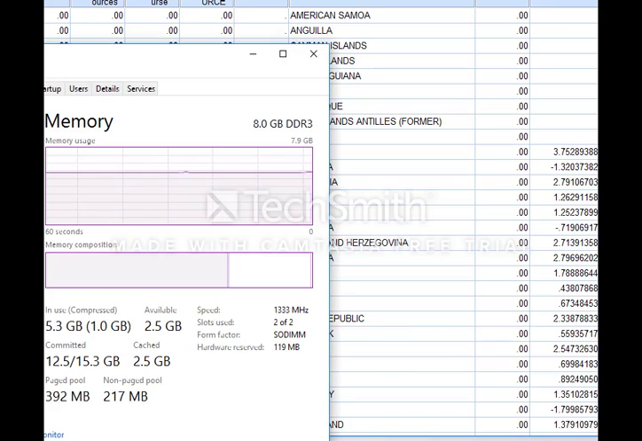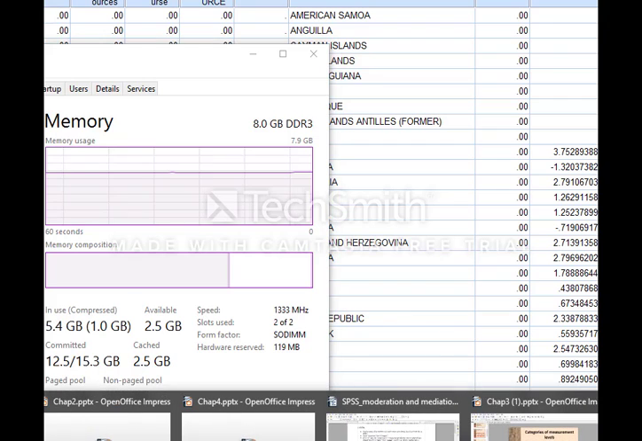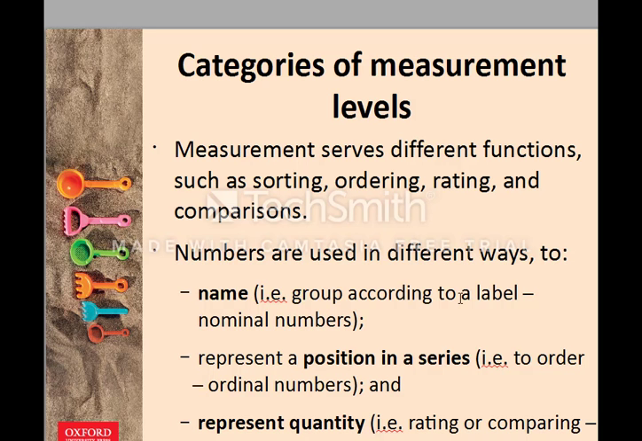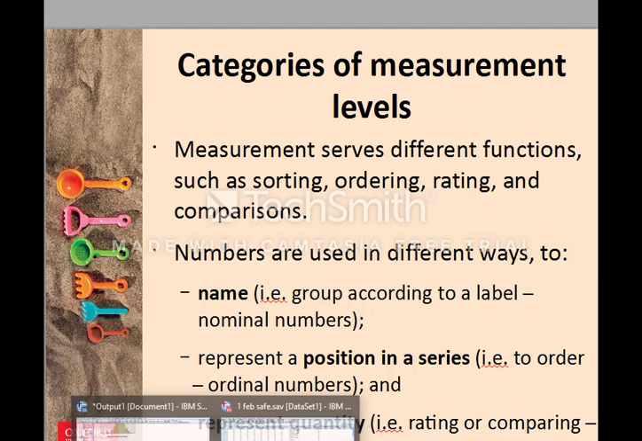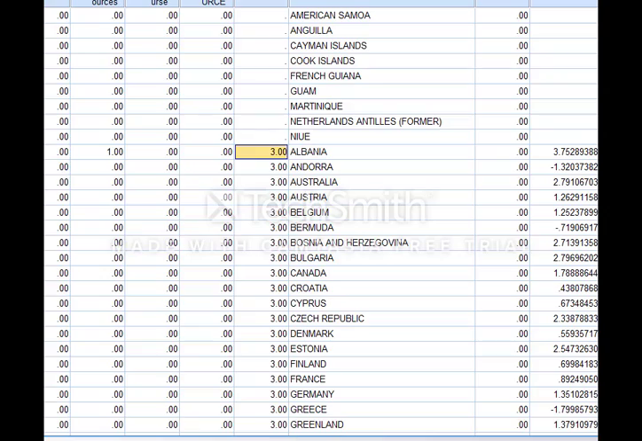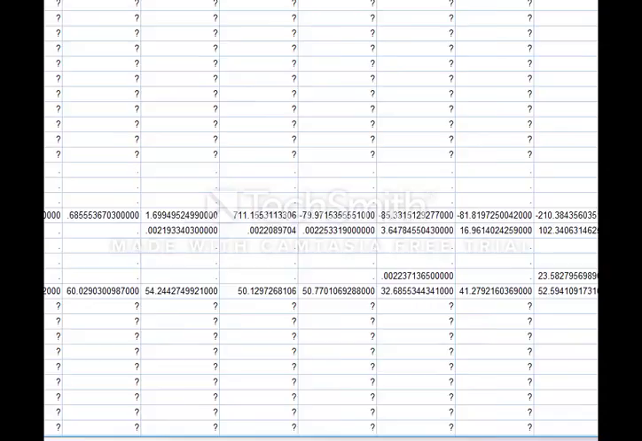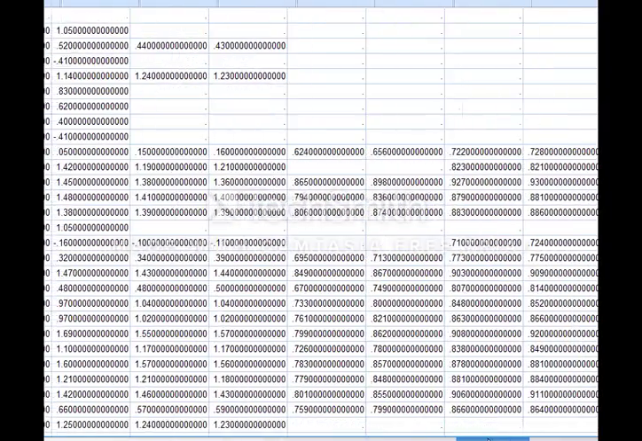So we've used the number, let me just find a program. We use the number as a label. Okay. It can also give us a position in a series. Okay, so we can rank things. Now, in the same data, I hope it's still there, or in this program, there's a rank option. I might have removed it.